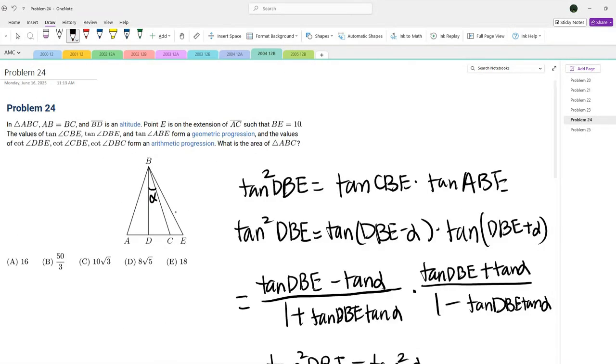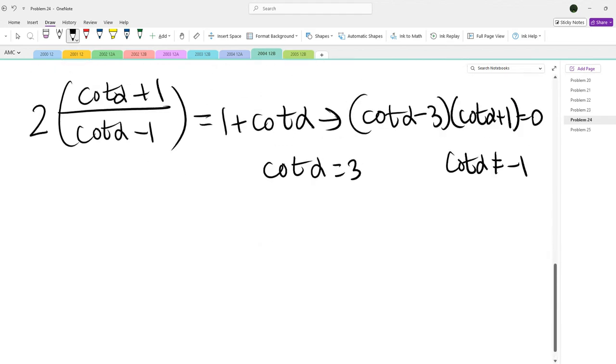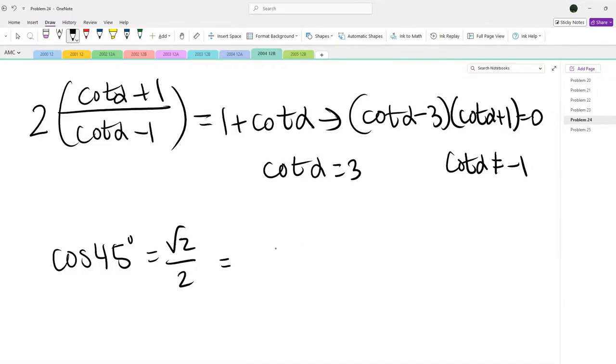Now we can use the fact that DBE equals 45 degrees. And we know that the cosine of 45 degrees is equal to root 2 over 2. And it's also equal to adjacent over hypotenuse, which is BD over BE. And it's given that BE is 10. So we can solve that BD is equal to 5 root 2.